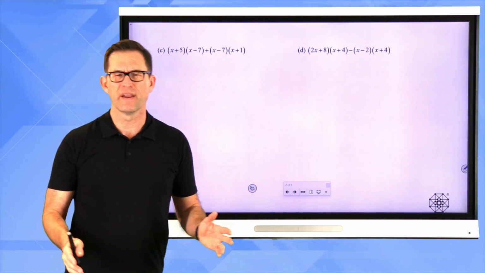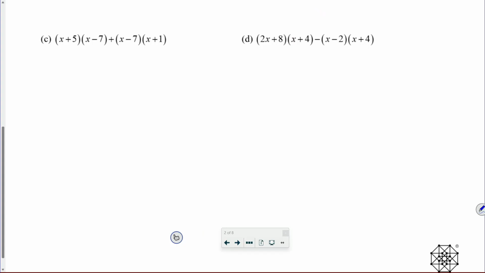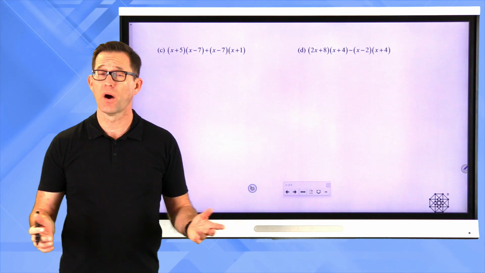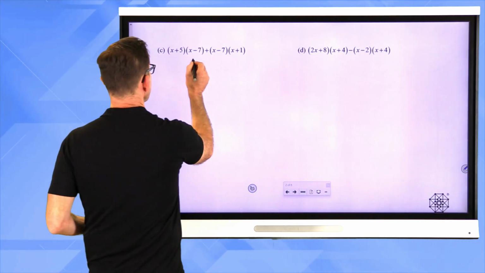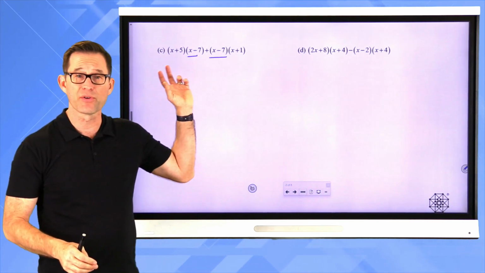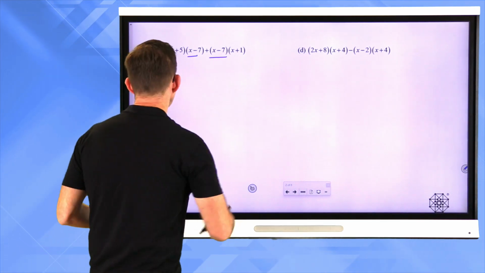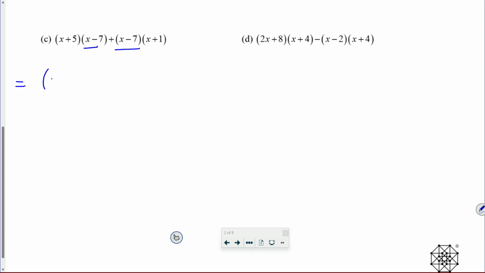All right, now we start to get into ones that are a little more complicated. Let's take a look at letter C. Here we have x plus 5 times x minus 7 plus x minus 7 times x plus 1. Even though this is a little bit more complicated, I've got an x minus 7 that's multiplying an x plus 5, and I've got an x minus 7 that's multiplying an x plus 1. So now I can rewrite this, and I should be a little bit more careful here, as x minus 7 times x plus 5 plus x plus 1.